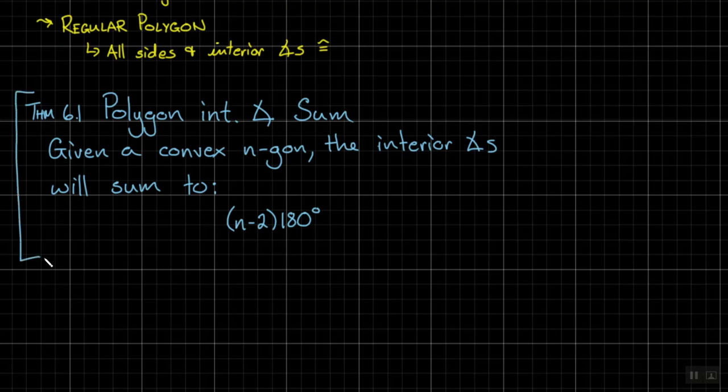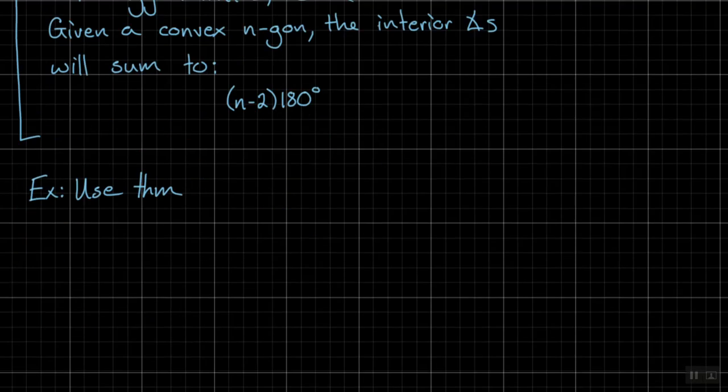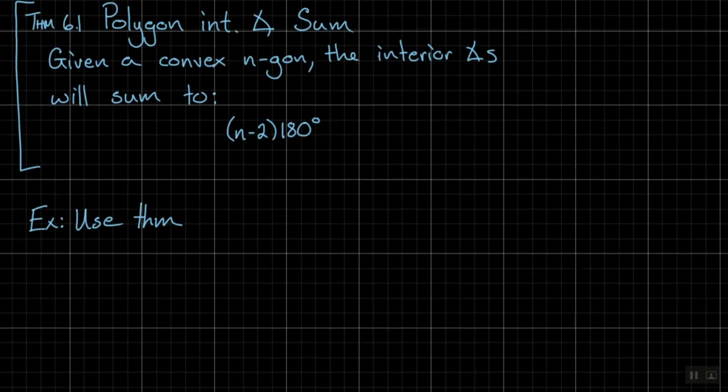So there's my whole theorem. This is what it will always sum to. What is n? The number of sides. Awesome. So for our example, we'll do a couple of these, we'll use this theorem, and we'll probably extend it a little bit for at least this next one. I'll keep the theorem up.